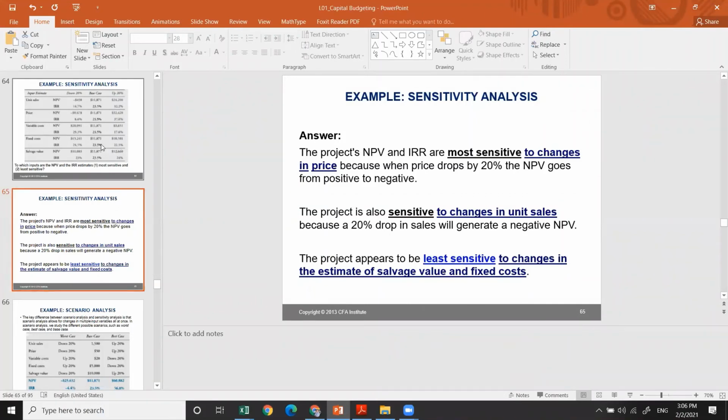And the project appears to be least sensitive to changes in estimated salvage value. Actually, the slide example is totally different from the book example or the example illustrated in the Excel file. But more or less, the idea is the same. The conclusion is that the most sensitive variables are the price and sales, and the least sensitive is expected salvage value.